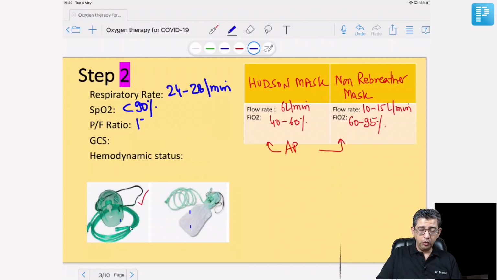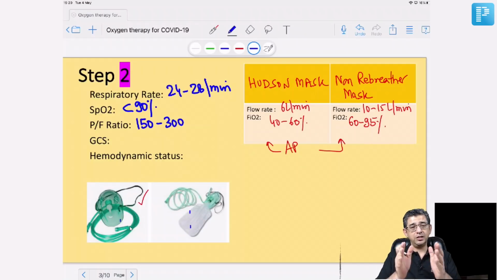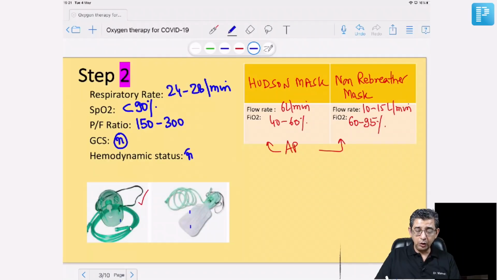So what are you going to do? If available, you would calculate the P by F ratio. If it's less than 300, as I've explained to you, or the SpO2 by FiO2, the SF ratio, is less than 315, it's time for step 2. In this case, my patient's GCS is okay, at least able to respond to my commands. When I'm talking to him, he's able to nod his head, he's at least able to say yes, no. So yes, the GCS of the patient is fine, and the vitals are at the moment preserved.